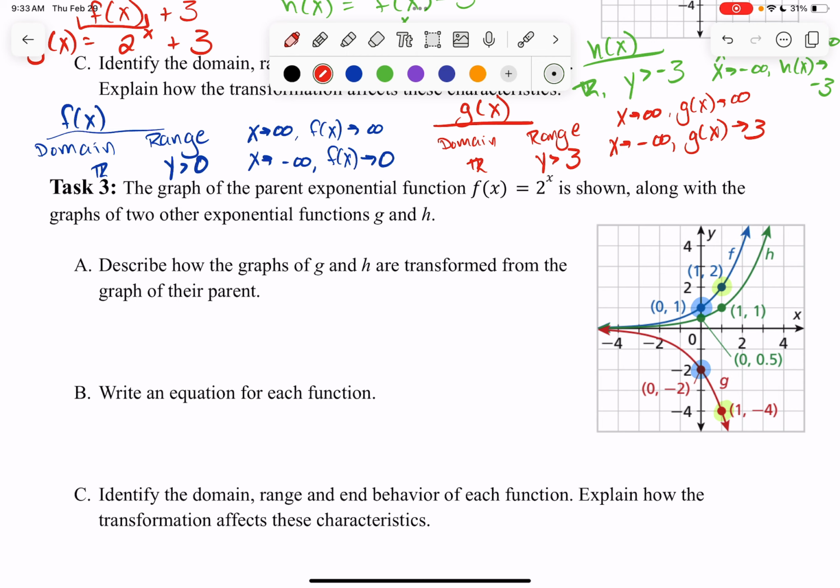So then we also measure the other thing. So this one, it reflected down. So G is a reflection. So I know I'm going to need a negative. So I know I'm going to have negative 2 to the x. But just a negative 2 to the x would just move it down here. Since this point's up 2, it would move it down 2. It would just be down here. But if we look at this distance, this distance is actually twice as far.